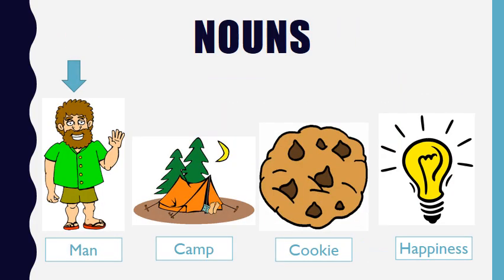The first part of speech is called a noun. A noun is either a person, a place, a thing, or an idea. Nouns are typically the subject of a sentence. Different examples of nouns include man, camp, cookie, and happiness.